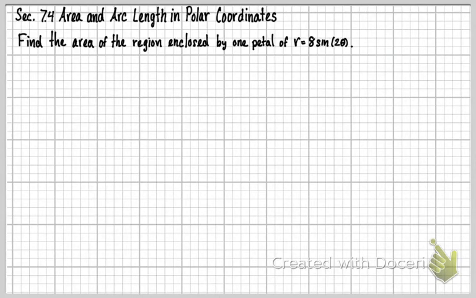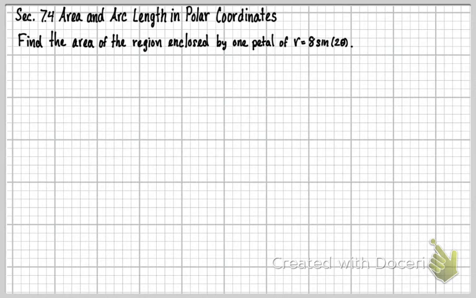Find the area of the region enclosed by one petal of r equals 8 sine of 2 theta. So now this is where the understanding of how these polar equations actually map comes in, because we have to get one petal here. So there's a start and a stop to that. And it doesn't give us the bounds for that, but we have to find the bounds.